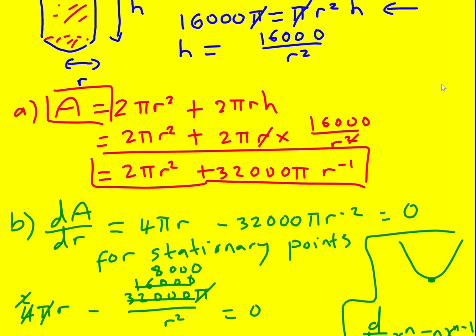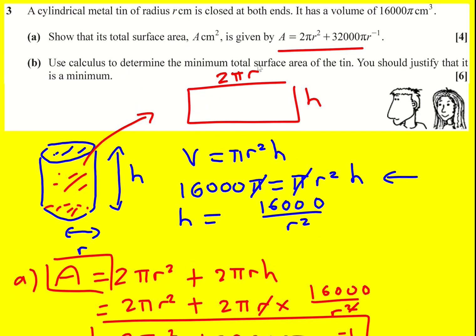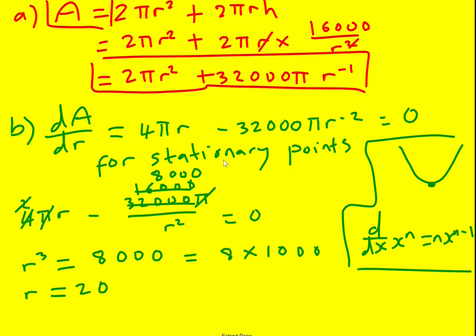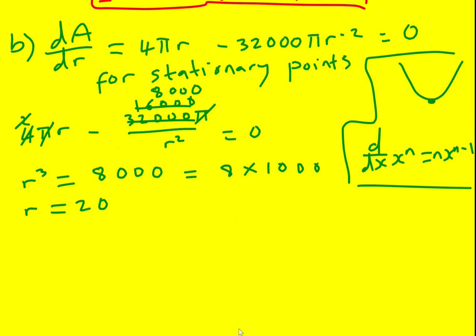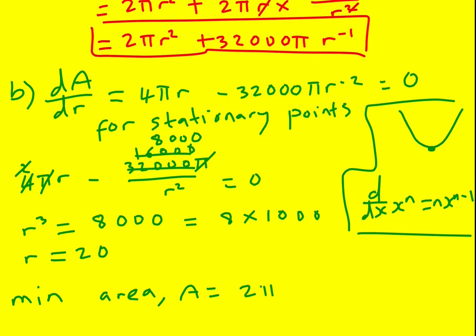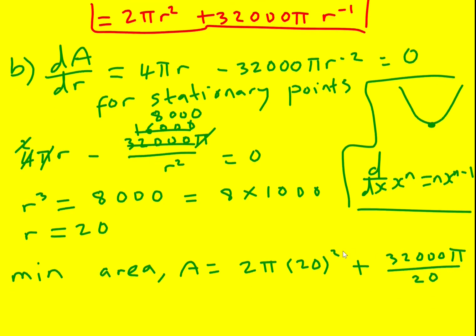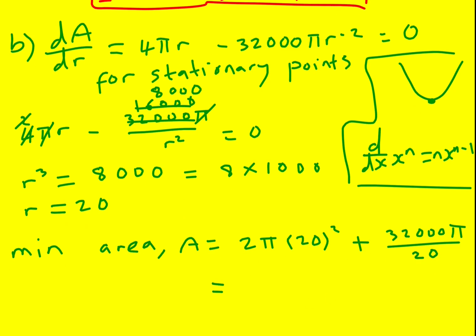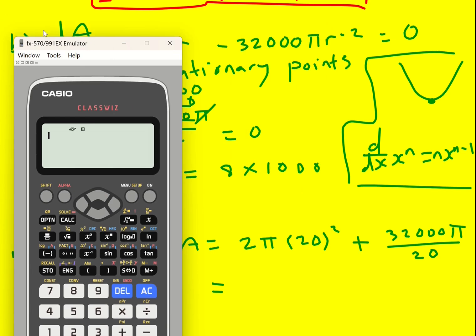So r is 20. Now it's asked us for the minimum total surface area. So I found out the value of r that will give the minimum total surface area, and therefore I need to put it back in. Min area A is going to be 2 pi times 20 squared plus 32,000 pi over 20. All right, I'm definitely using my calculator for this, just because I don't want to make a mistake or anything.